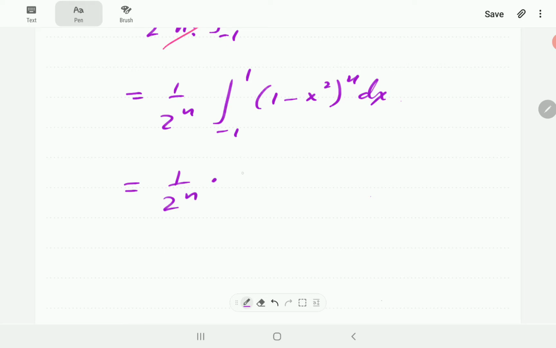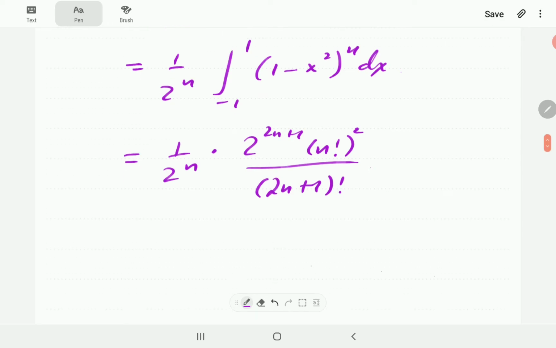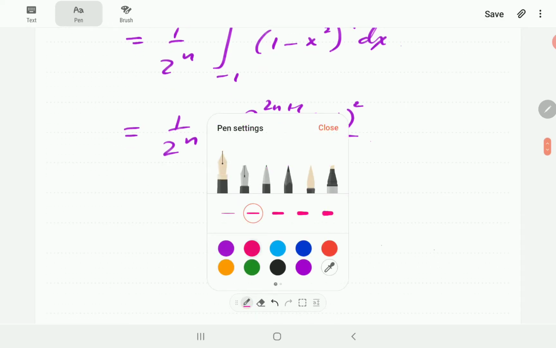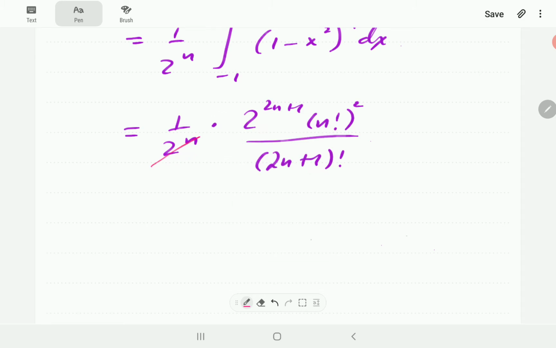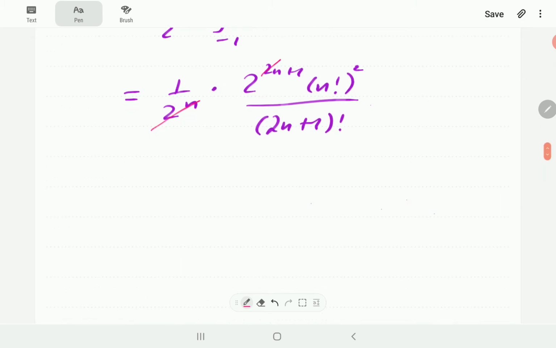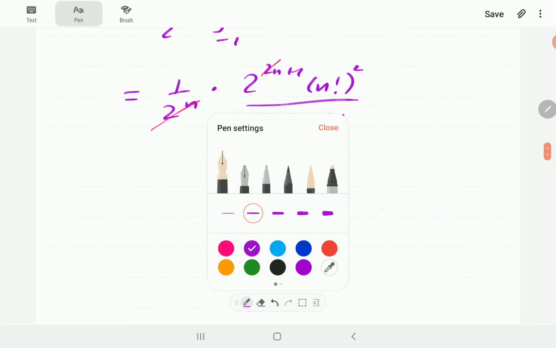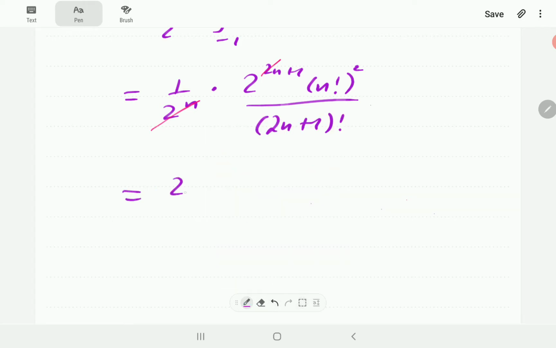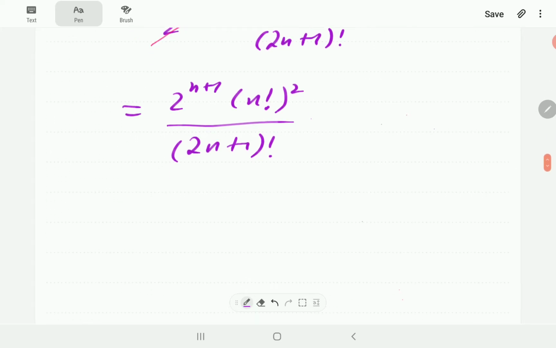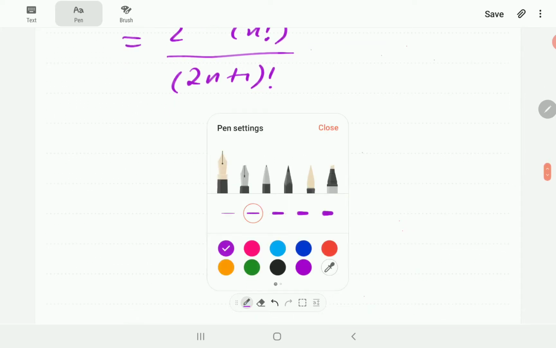So if you just plug in that expression that we showed, then this is now a step away from showing that our integral is indeed the required integral on the right hand side. So if we cancel out the common factor of 2 to the power n, we now have 2 to the power n plus 1 times n factorial squared, all divided by 2n plus 1 factorial, which is the required expression on the right hand side.